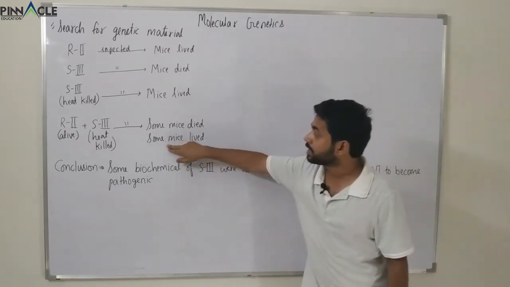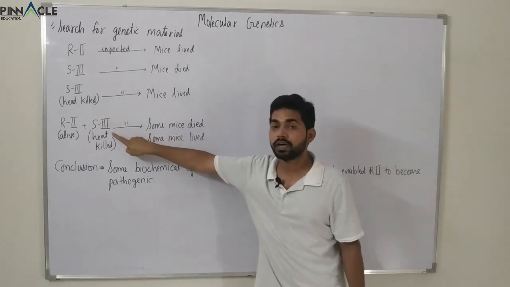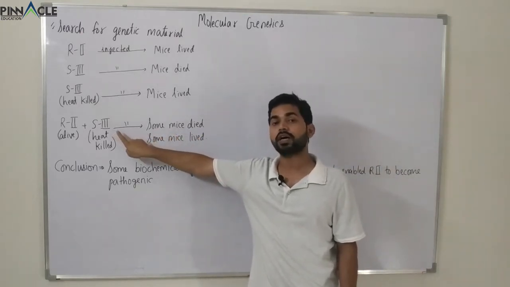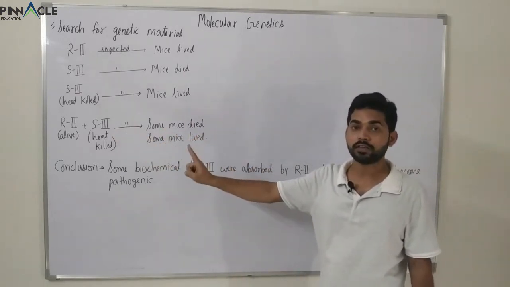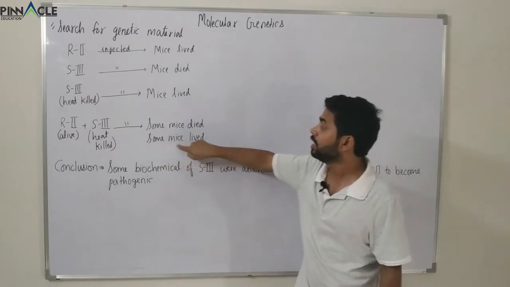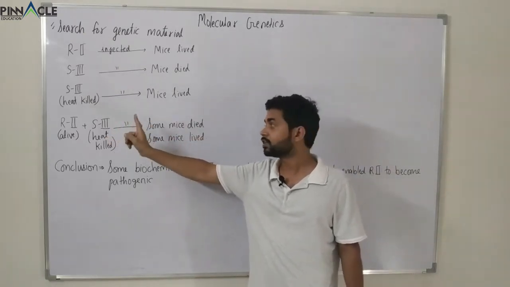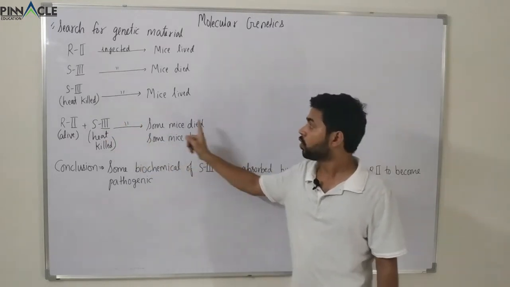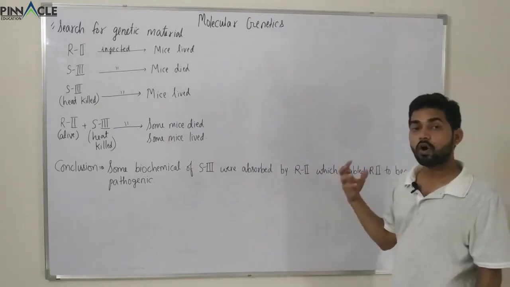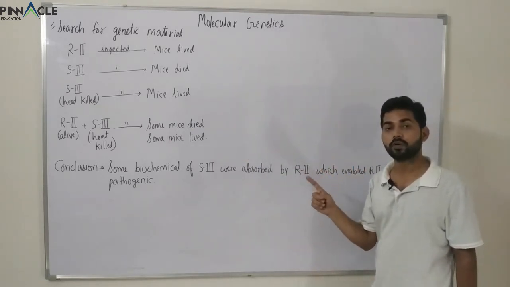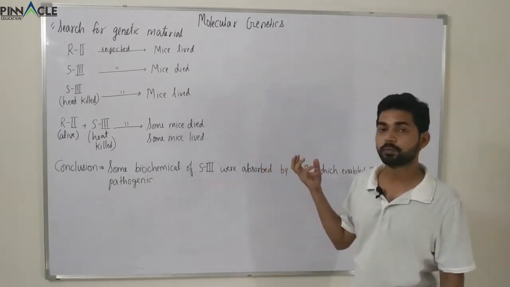And the second thing is some mice lived. We have to understand that not all of the R2 bacteria were transformed into S3 bacteria. Because of the R2 bacteria which were not transformed, some mice lived, and only those R2 that were transformed into S3 caused the death of some of the mice. So this is the main conclusion: not all of the R2 bacteria were transformed into the S3 bacteria. So this is the simple version of Griffith's experiment.